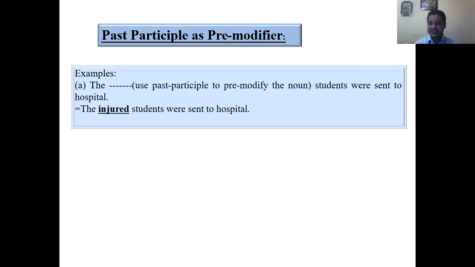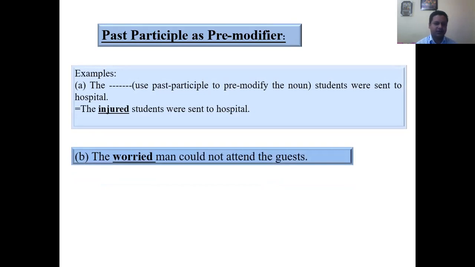Follow the instructions carefully. Use a past participle to pre-modify the noun. The noun is students. We have to pre-modify the noun students. That means we have to use a past participle before the noun. So I have used: the injured students were sent to hospital. The word injured is a past participle sitting before the noun students, working as a pre-modifier.